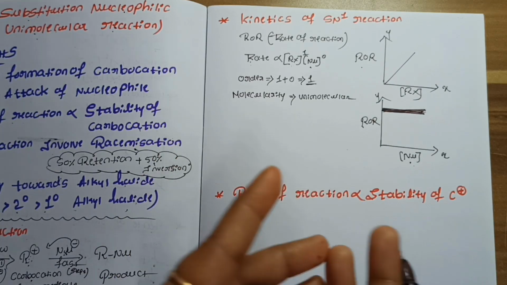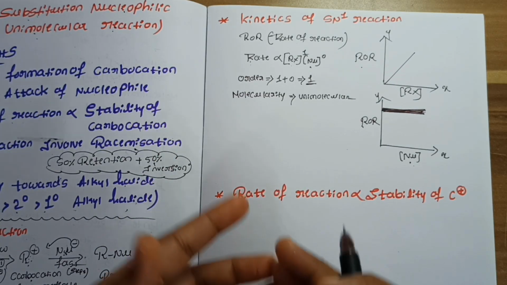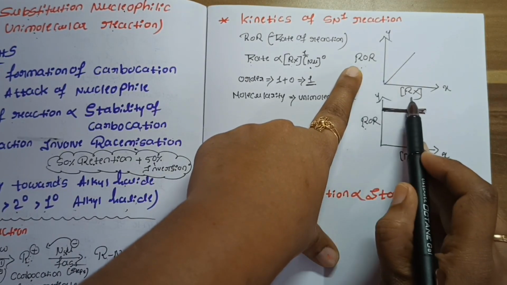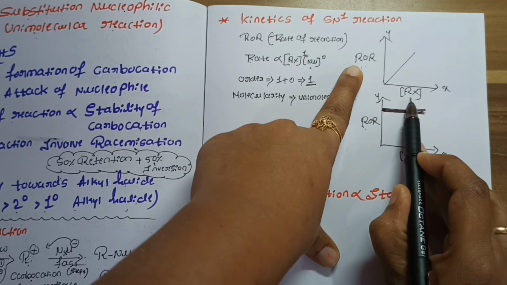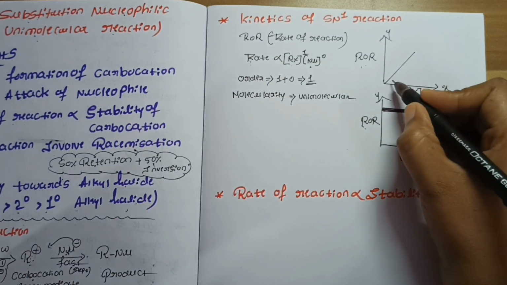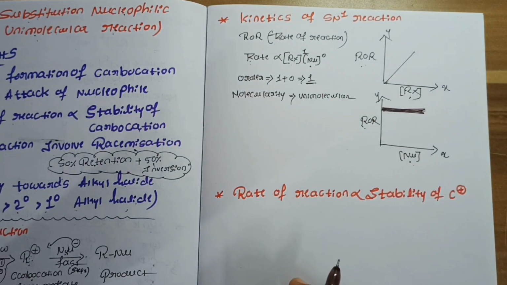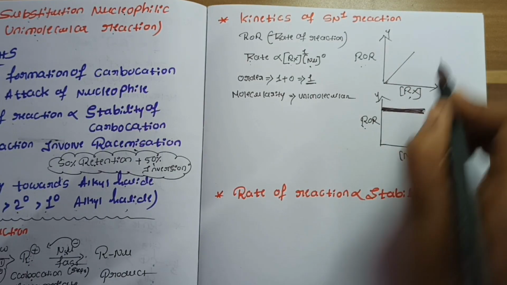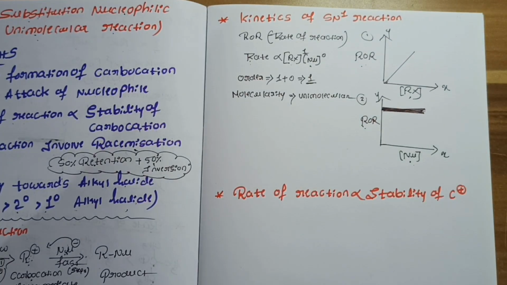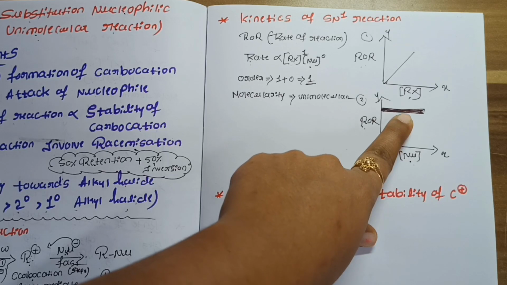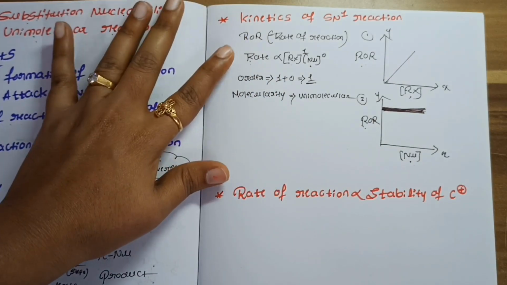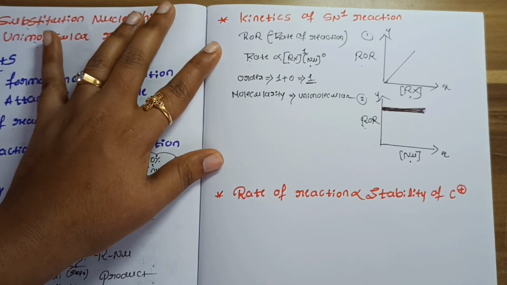If we take a weak nucleophile, it does not affect the rate. But the rate of reaction depends upon the alkyl halide. So here we have to draw a straight line in increasing order. Here the slope increases in the first graph. In the second graph we have to take a straight line. This straight line indicates the rate of reaction does not depend upon a nucleophile. This is about the kinetics of the SN1 reaction.